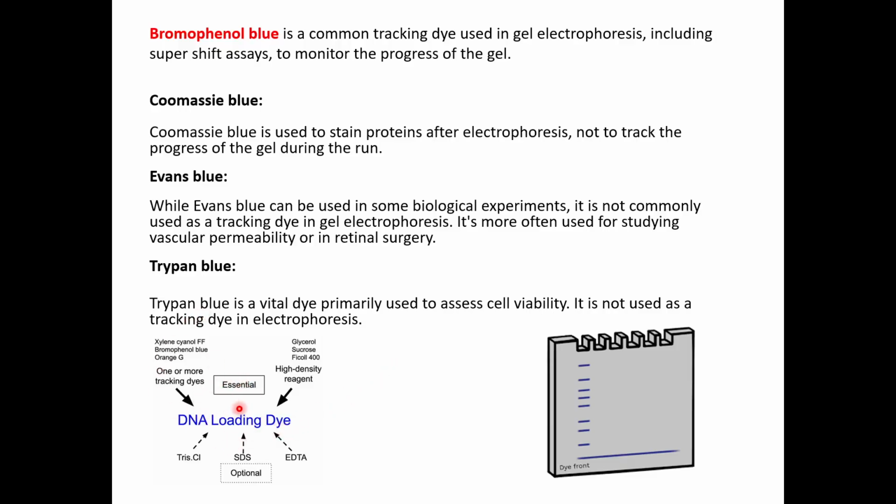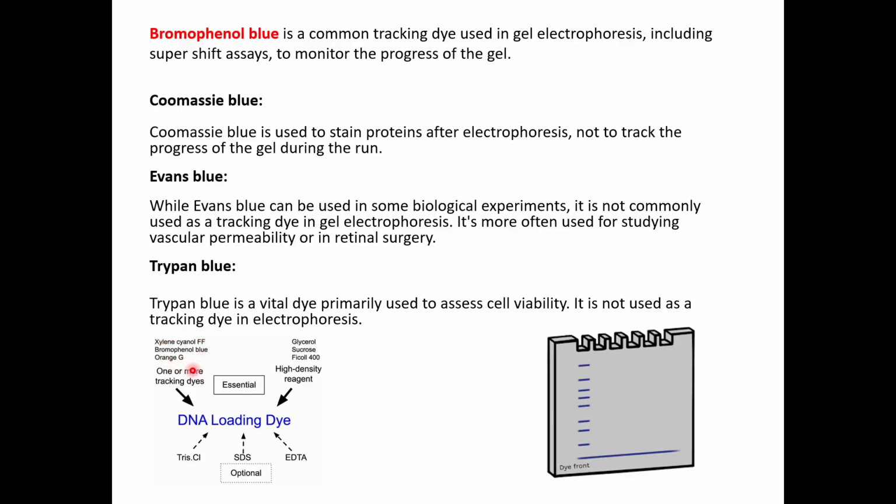So basically, the loading dye, whether it's for DNA or protein, essentially has these coloring dyes which help understand at what level your protein is in your gel at a particular time. So generally, for example, for DNA loading dye, we add bromophenol blue. Other than bromophenol blue, we can also add xylene cyanol and orange G.